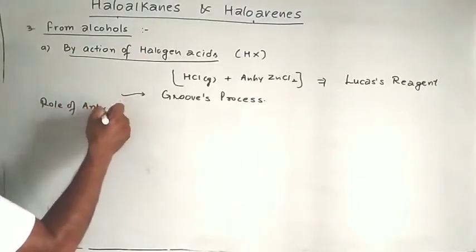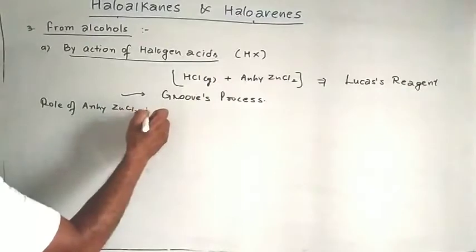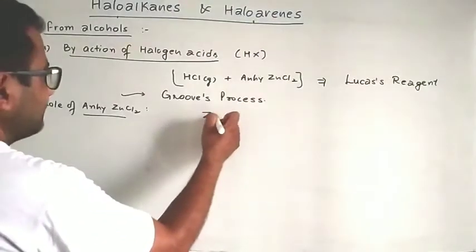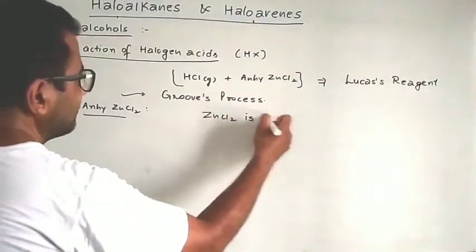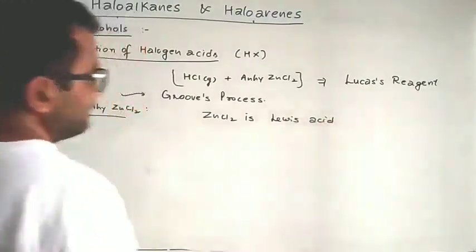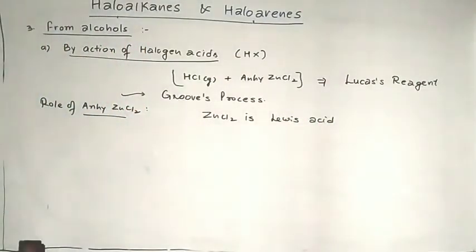What is the role of anhydrous zinc chloride? Why is it used here? So ZnCl2 is a Lewis acid. It has a tendency to accept a pair of electrons. So it is electron deficient. So it coordinates with the lone pair of electrons on the oxygen atom of alcohol, resulting in weakening of C-OH bond.